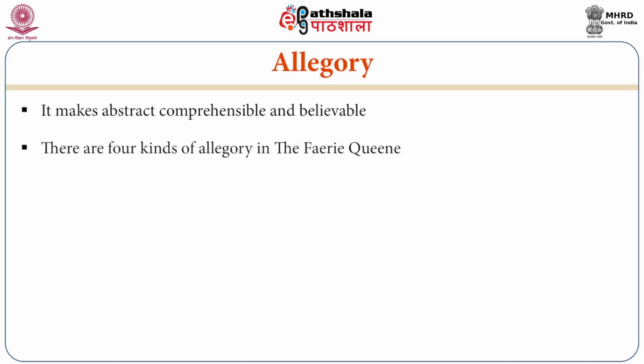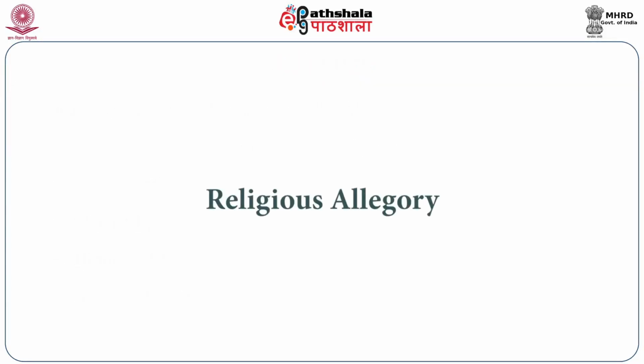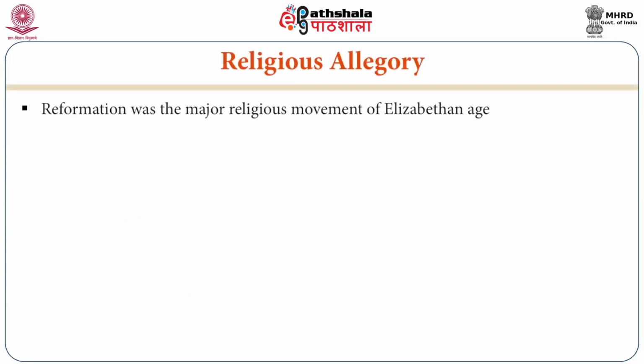There are 4 kinds of allegory that we come across in the work called the Faerie Queene. Number 1, religious allegory. Number 2, moral allegory. Number 3, historical allegory. And number 4, allegory of justice. If we talk about religious allegory, the Reformation was the major religious movement of the Elizabethan age.